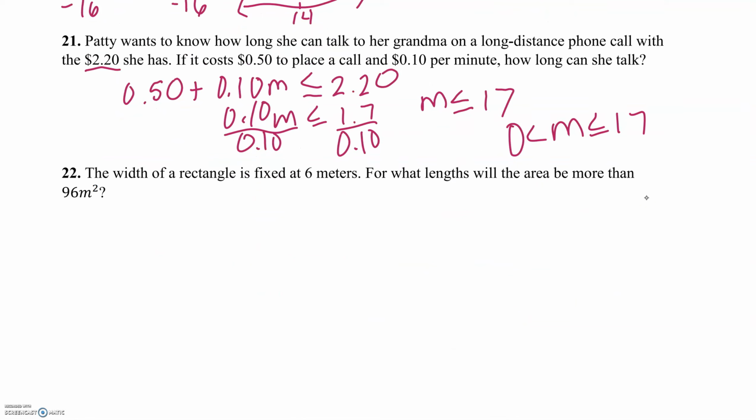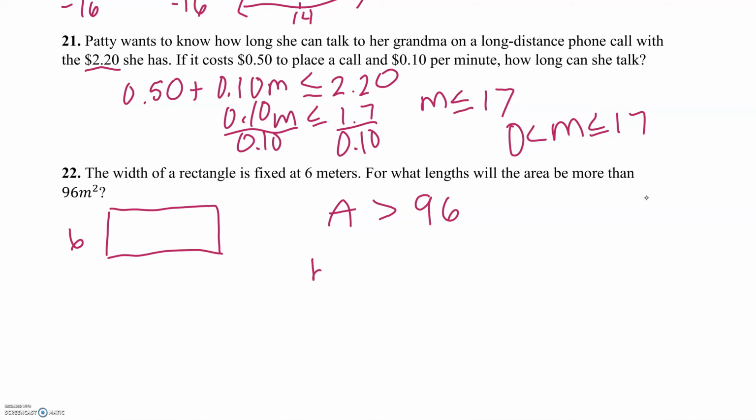The width of a rectangle is fixed at 6 meters. Let me draw my picture here. The width, doesn't matter which one we call width, but I'm just going to pick it to be the smaller one. It's always 6. For what lengths will the area of the rectangle be more than, not equal to, just more than 96 square meters?